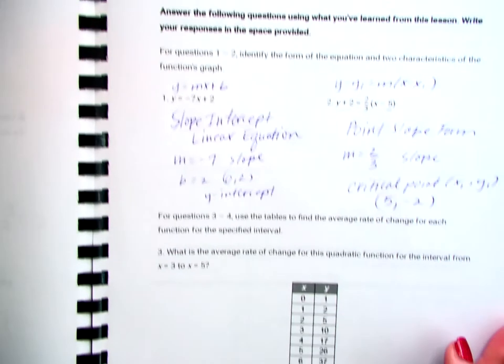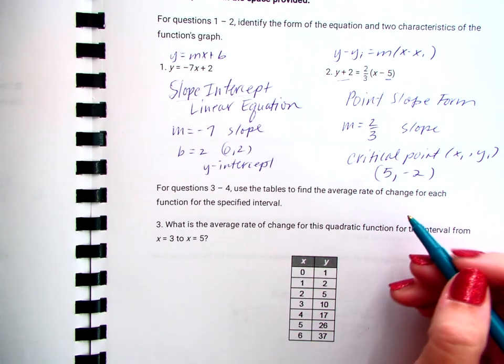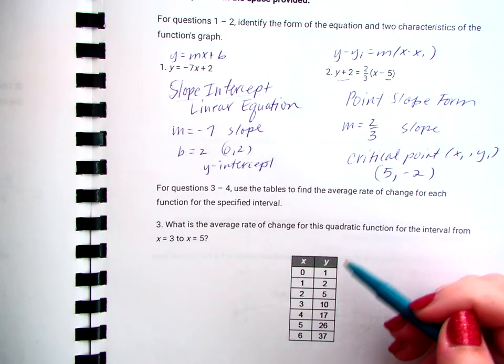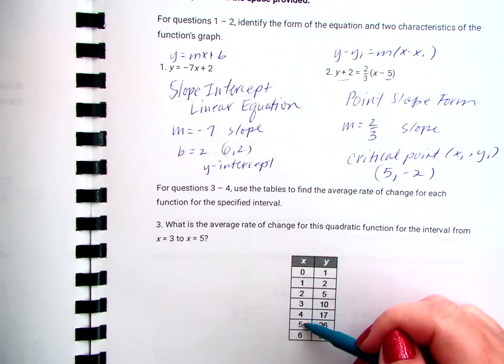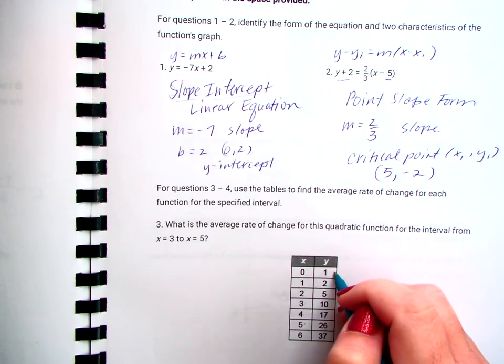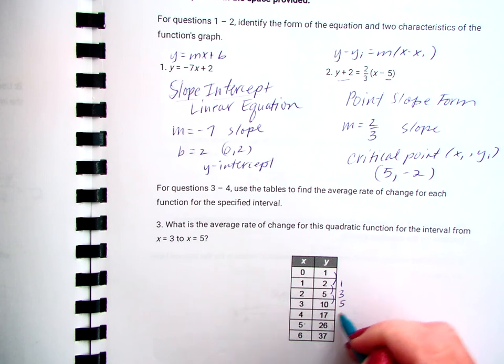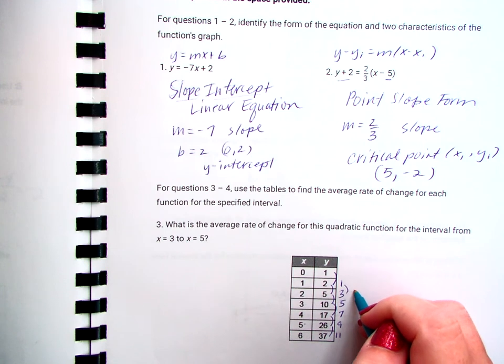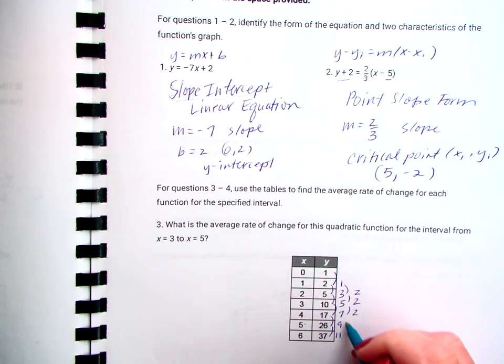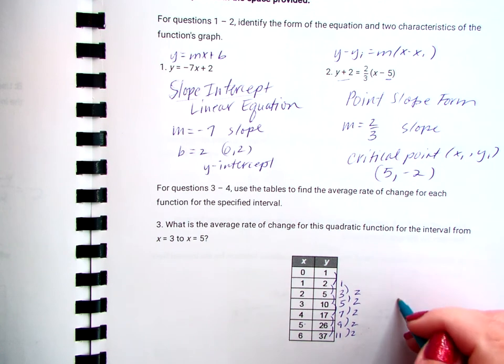Okay, next it says, what is the average rate of change for this quadratic for the interval from x equals 3 to x equals 5? So again, we're looking from here to here. So if you're looking at the change in general, from a 1 to a 2, from a 2 to a 5, from a 5 to a 10, you're starting to notice that this is jumping by every odd number, which has a common difference of 2. And then when they say what's the jump from the 3 to the 5, from a 10 to a 26, that's a jump of 16.